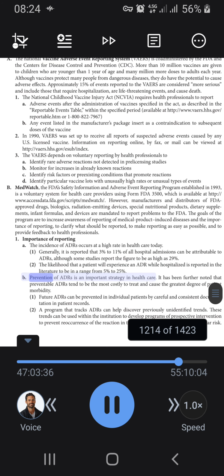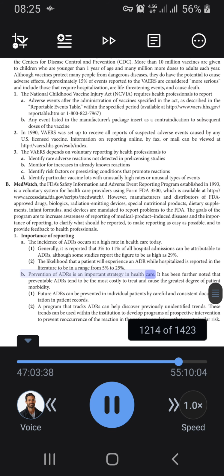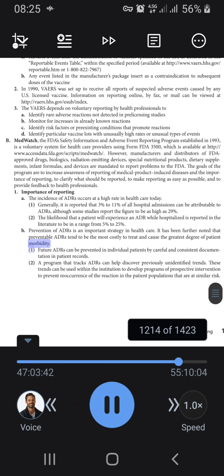B. Prevention of ADRs is an important strategy in healthcare. It has been further noted that preventable ADRs tend to be the most costly to treat and cause the greatest degree of patient morbidity.